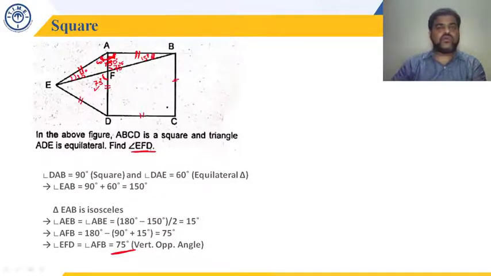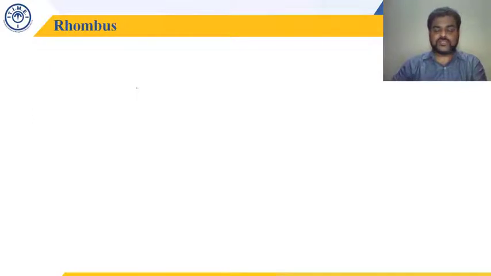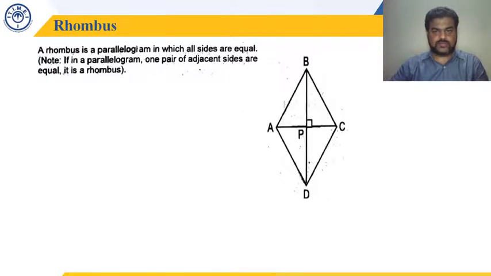Alright, then let us look at the next figure, which is a rhombus. So what is the shape of a rhombus? It is of this shape. So this ABCD is a rhombus. In a rhombus, all the four sides are equal. So a rhombus is also a special type of parallelogram with some extra property. So in a rhombus, all the four sides are equal and opposite sides are parallel also. So this is parallel to this, and this is parallel to this. Fine. So a rhombus is a parallelogram in which all the sides are equal.